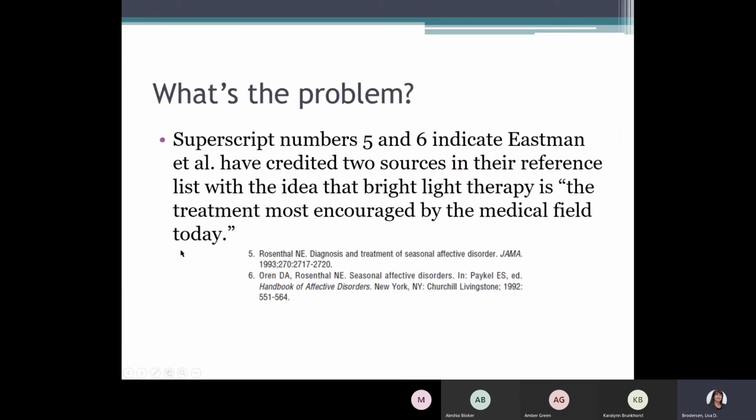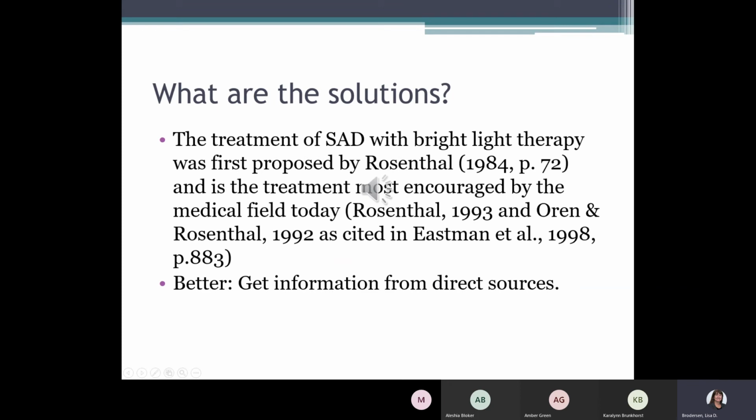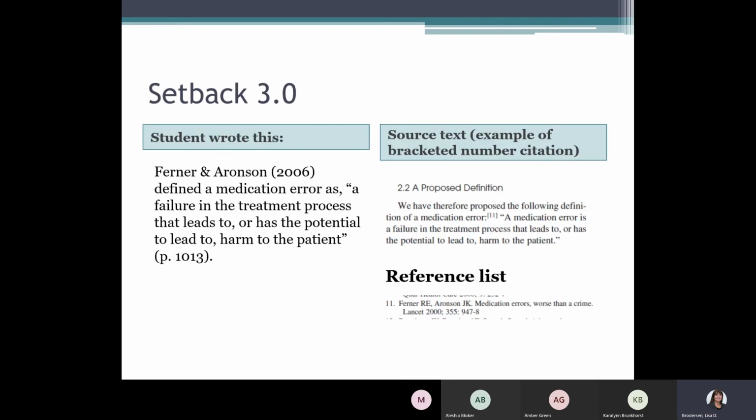Okay, so what's the problem? Those superscript numbers indicate that a citation has occurred, and this is a clip from the reference list. These happen to be the two sources that were credited with that idea: that treatment is most encouraged by the medical field as bright light therapy. Okay, so the solution then is to use secondary source citation, which I've done here. Only this time it includes two sources, Rosenthal 1993 and Oren and Rosenthal 1992 as cited in Eastman et al. Again, better to just go get the information from primary or direct sources.